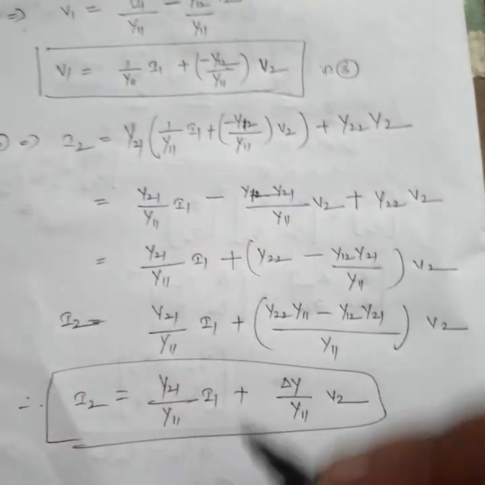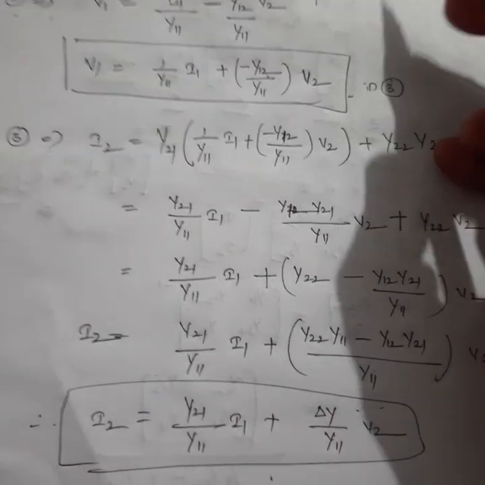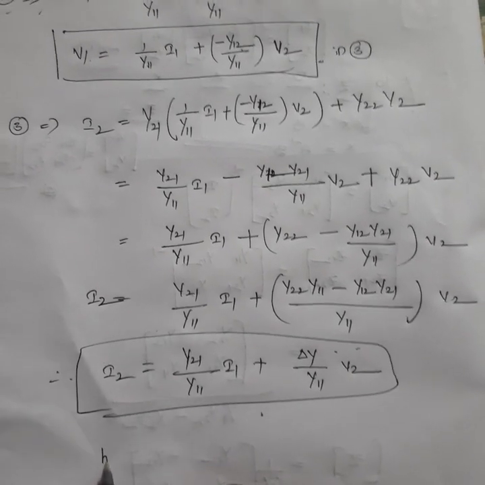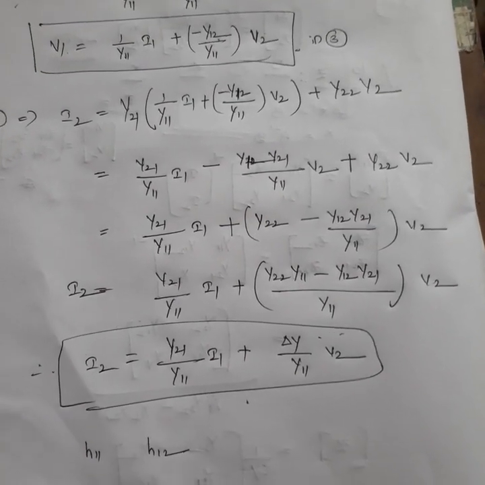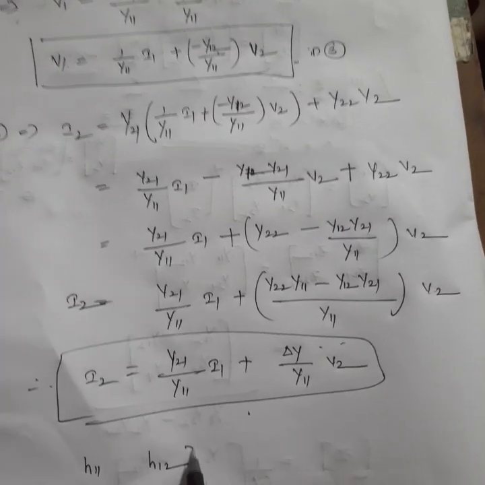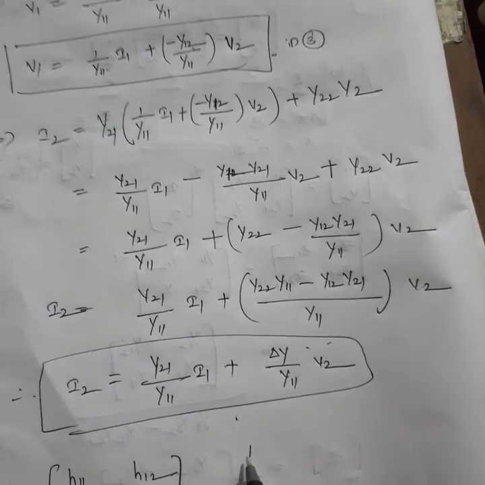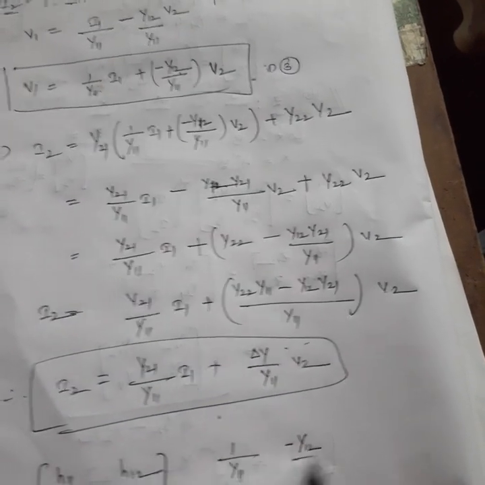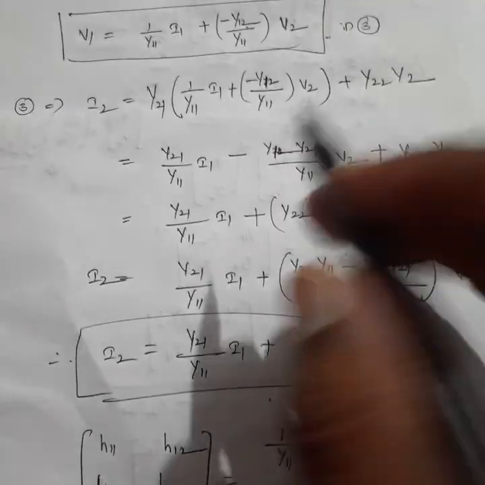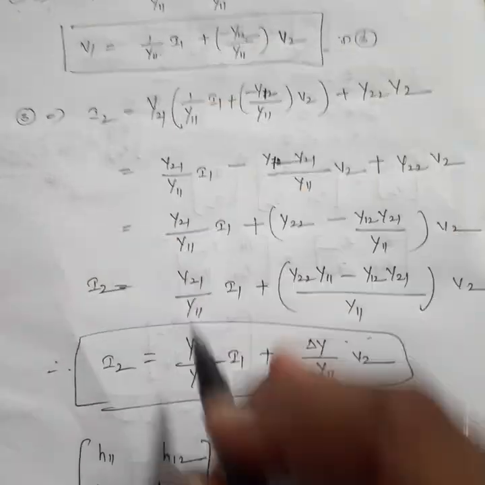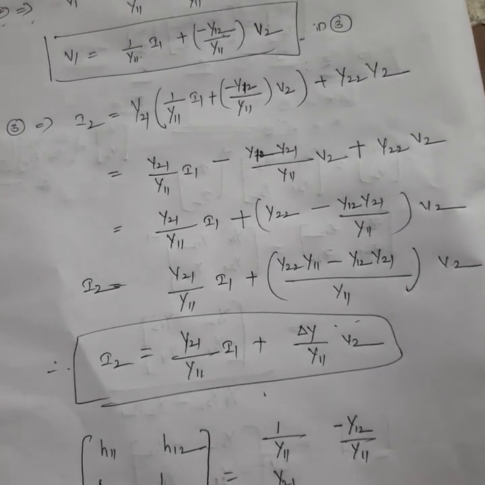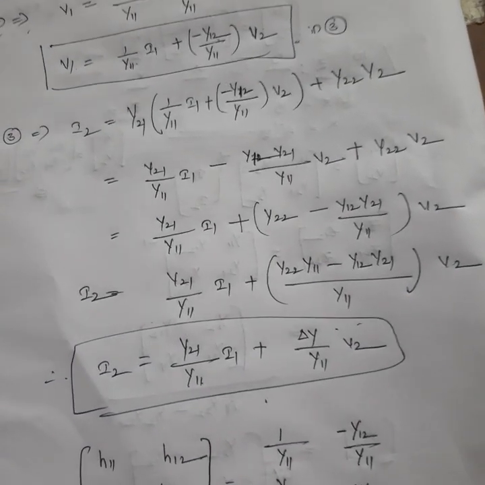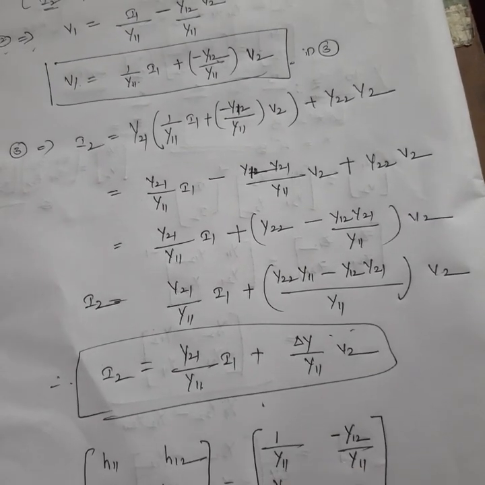Therefore, from these two boxes you can observe and compare with the H parameters H11, H12, H21, H22. H11 equals 1 by Y11, H12 equals minus Y12 by Y11, H21 equals Y21 by Y11, and H22 equals delta Y by Y11.